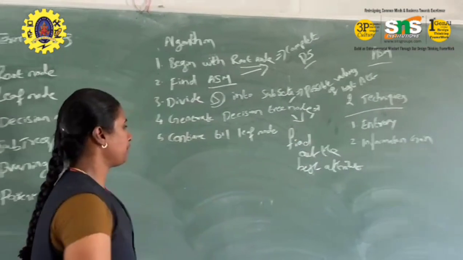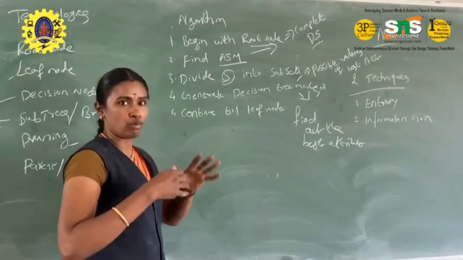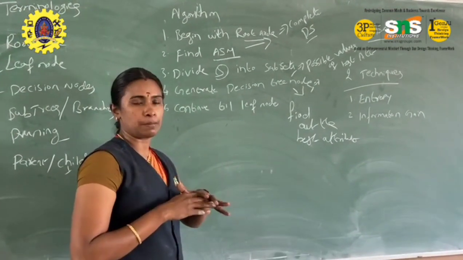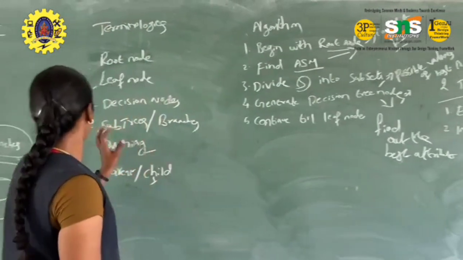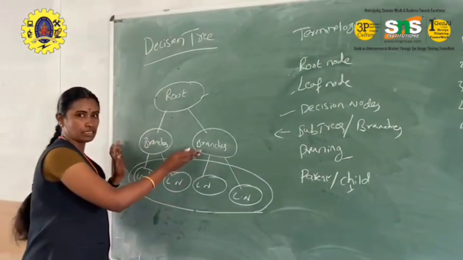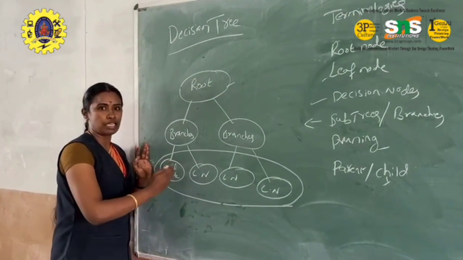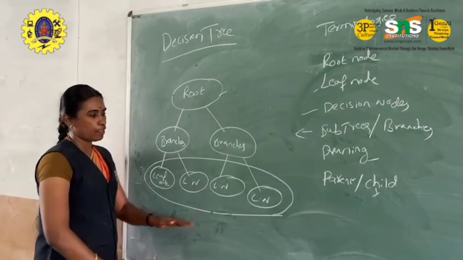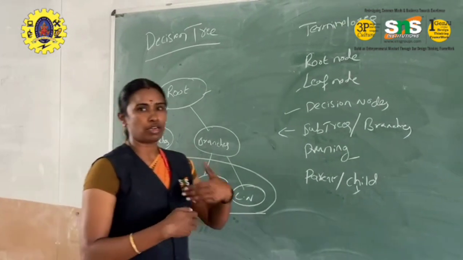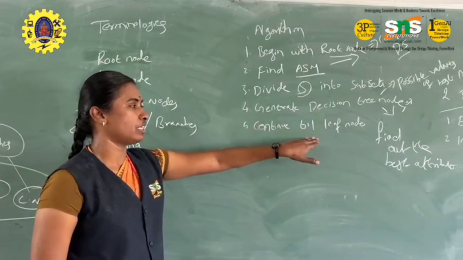And in the last step, we continue the process until we reach a leaf node, where there is no further classification. See here, root node, then branches. Here these are the last step. There is no other segregation or subtrees that take place. Until the last level, we continue the process from the third step to the fifth step.